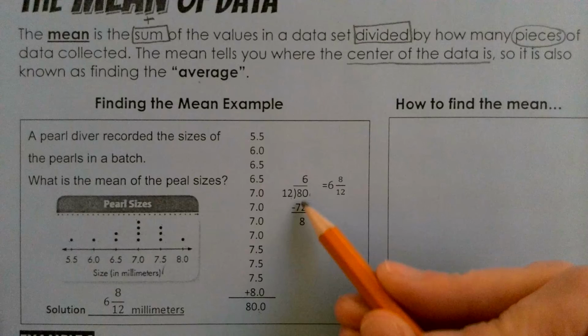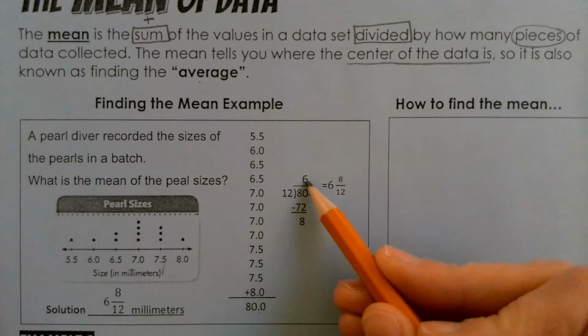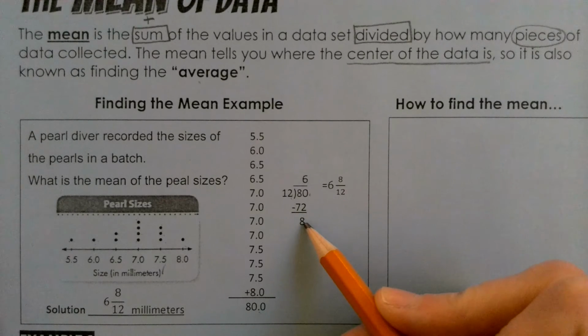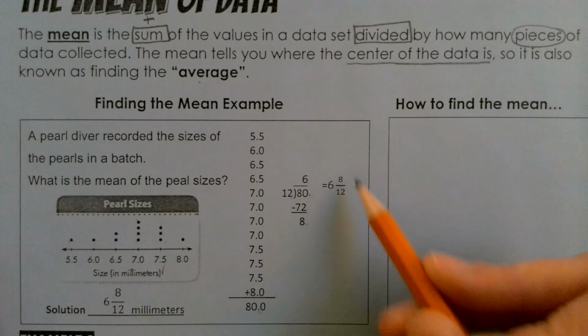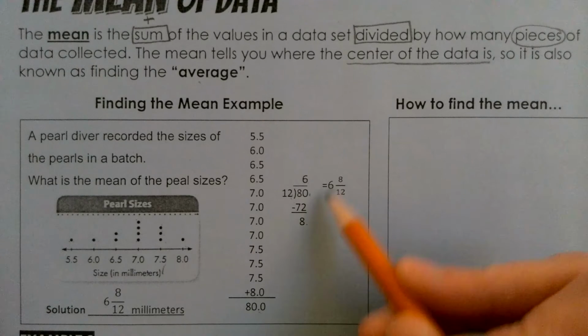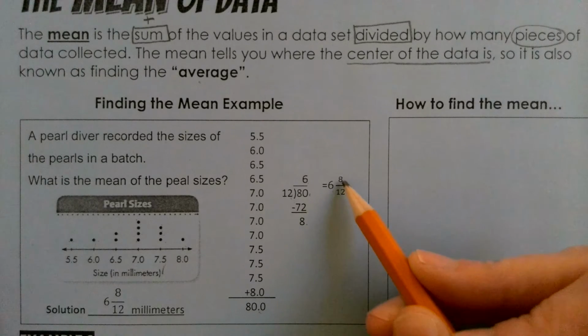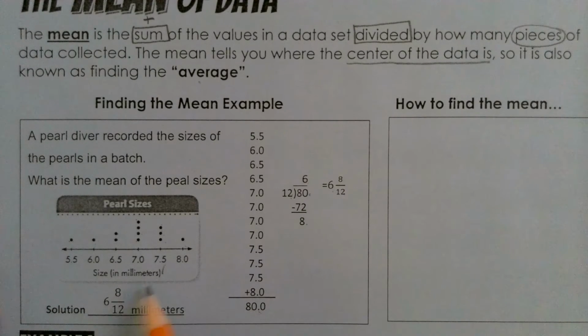When divided by 12, you can see that it goes in 6 times, and there's a remainder of 8. So we can still put this in a value of 6 and 8/12. And because they're talking about the size being millimeters, it's 6 and 8/12 millimeters.